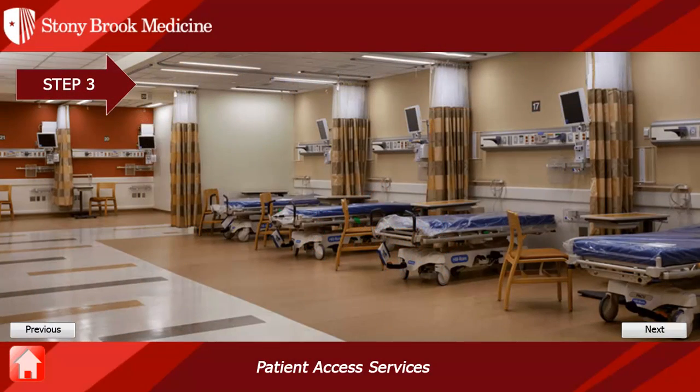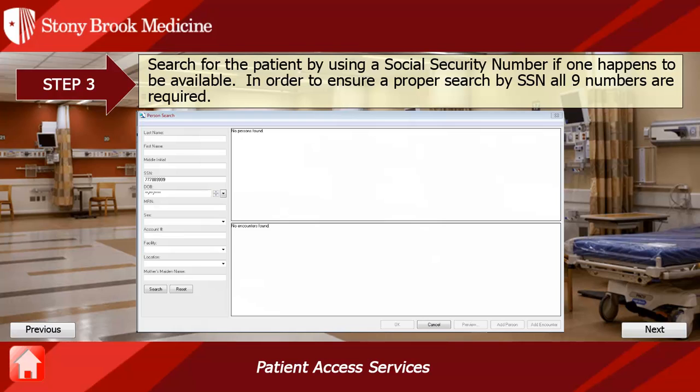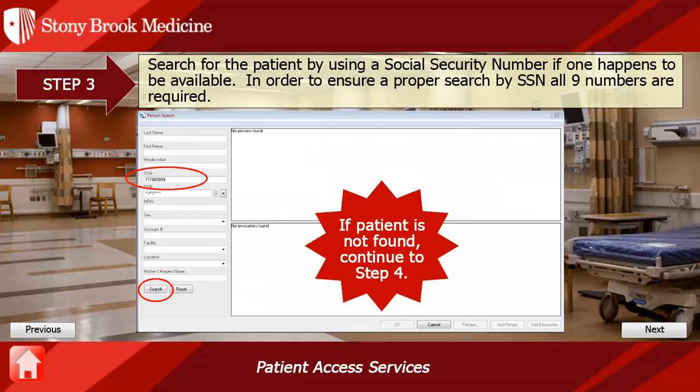Step 3. If searching by account number does not return the appropriate search results, you may then search for the patient by using a Social Security number, if one happens to be available. In order to ensure a proper search by Social Security number, all 9 numbers are required. Remember to clear out all fields before beginning each search. Enter the Social Security number in the Social Security number field and click Search. If patient is not found, continue to Step 4.